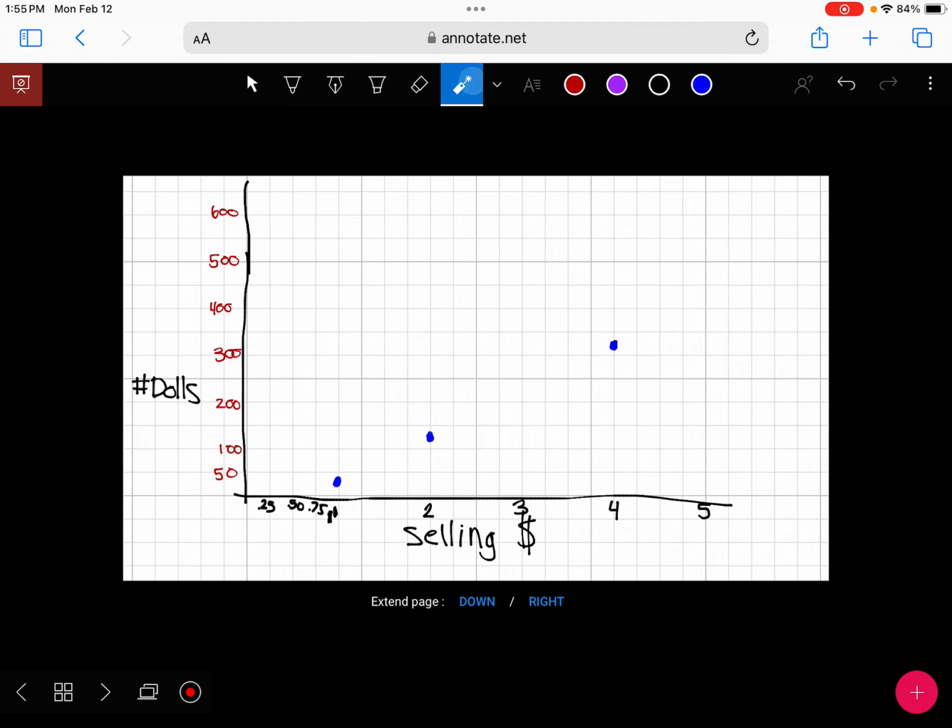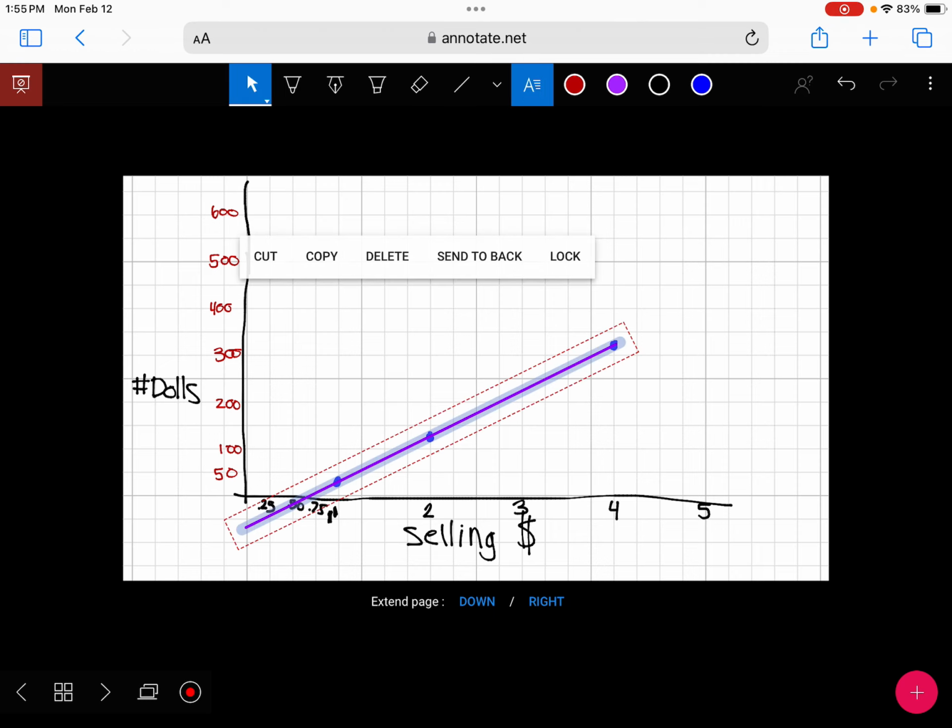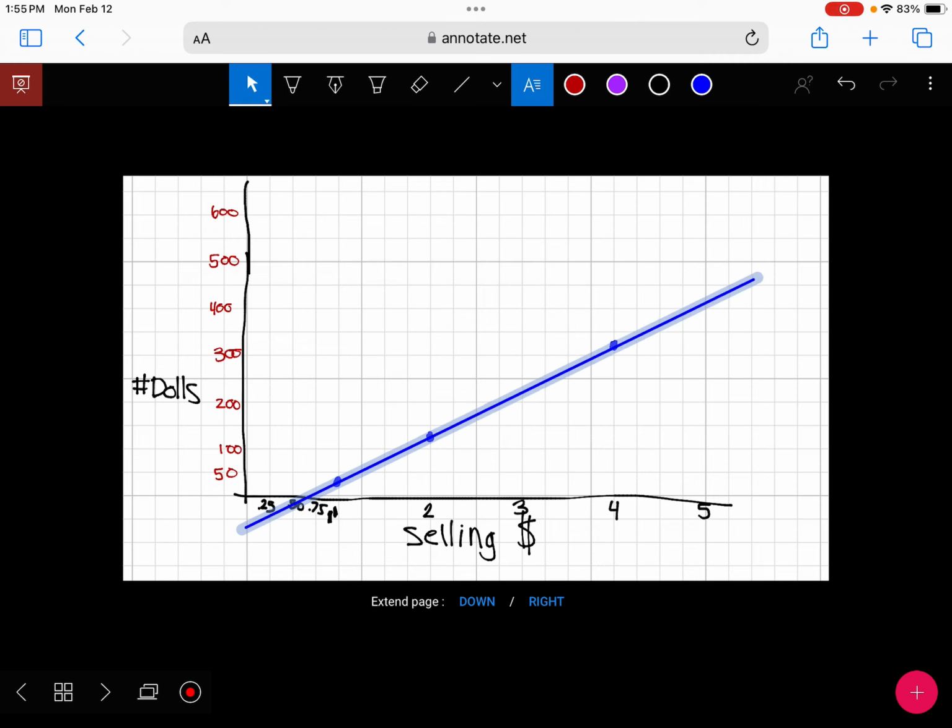And what this tells me is that on this line is where all of the kind of options are for our supplies. We can use this to predict how many dolls each store would get at any given price point, the number that they can make.